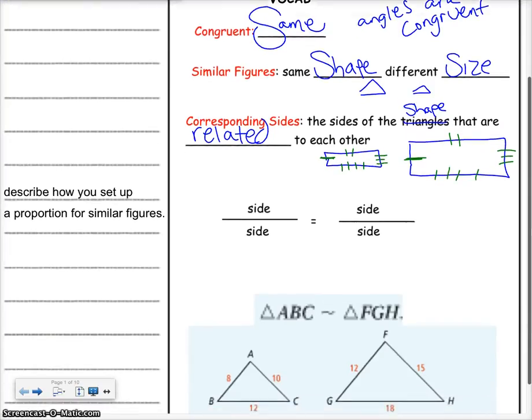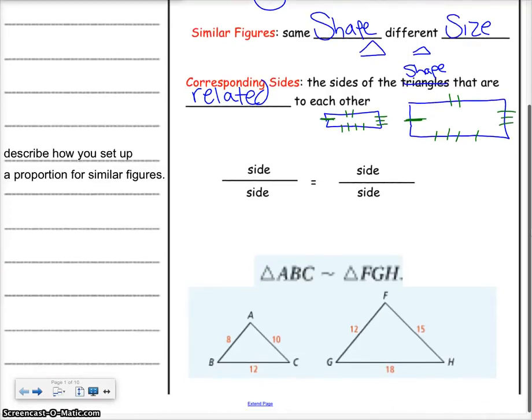So you must be familiar with corresponding sides because that's how you set up a proportion. What we're going to get to is side is to side as side is to side, just like we've been doing with word problems. So you want to align your corresponding sides together. That's what I have here. Side is to side as side is to side.